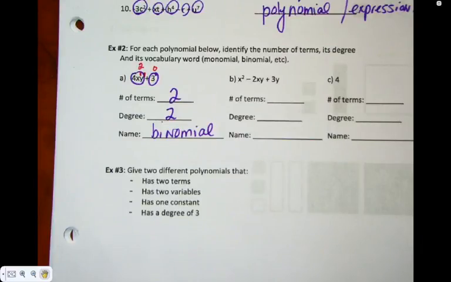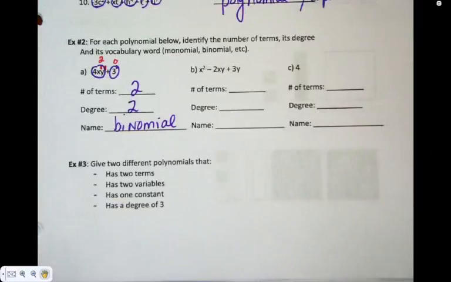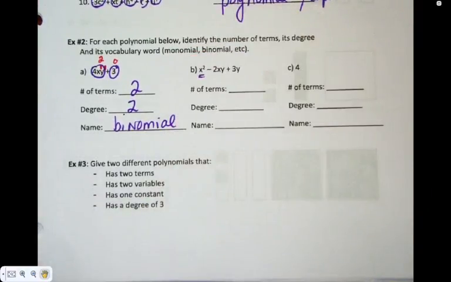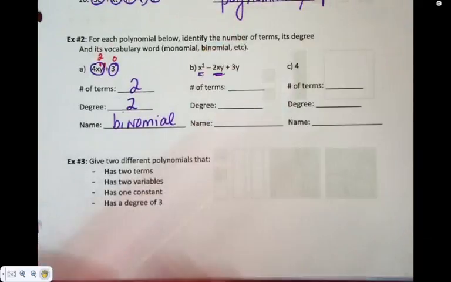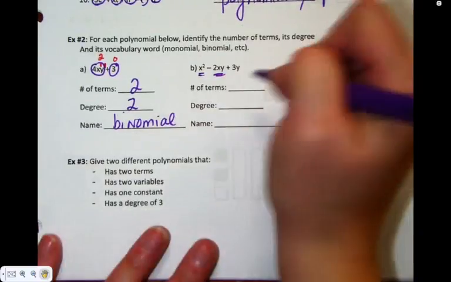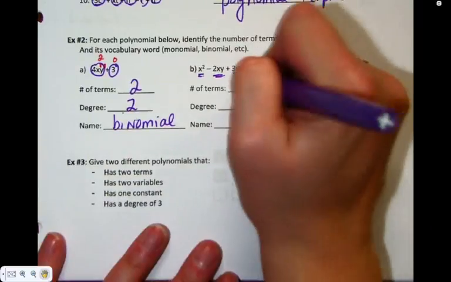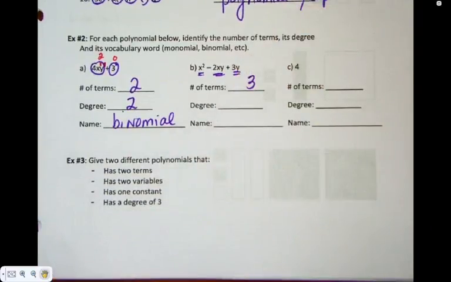Okay, B. X squared is a term. What's the next term? 2xy. Is there another term? What is it? 3y. How many terms? What's its name?